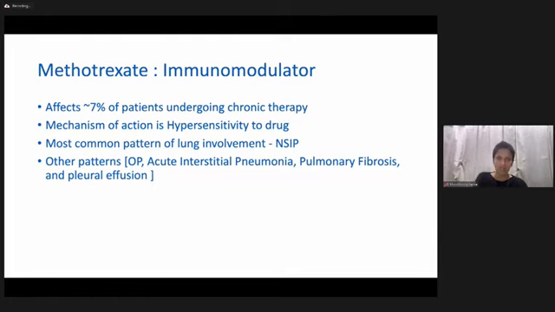Methotrexate is one of the commonest ones. The mechanism of injury to the lung is a hypersensitivity reaction. But the most common pattern of lung involvement due to that hypersensitivity reaction is the NSIP pattern. Other patterns like OP, AIP, pulmonary fibrosis, etc. can also occur. So there needs to be an exact temporal relation between the drug intake and the interstitial lung involvement, and if at all we can document that the removal of the drug leads to improvement in the lung infiltrates, then it's even more proven.